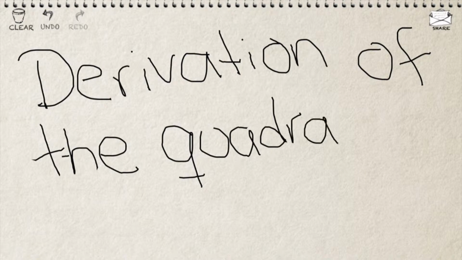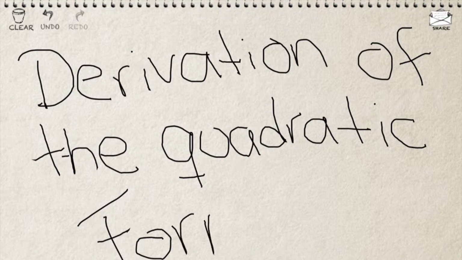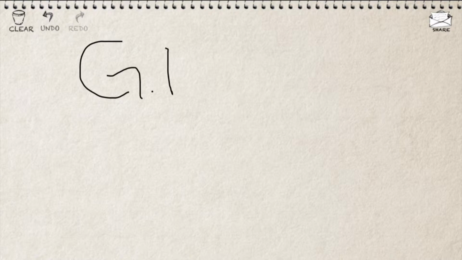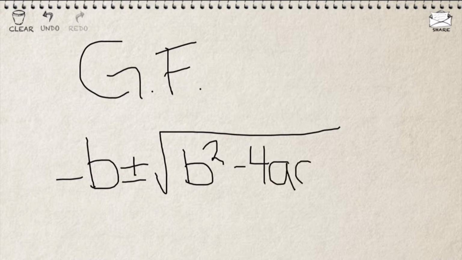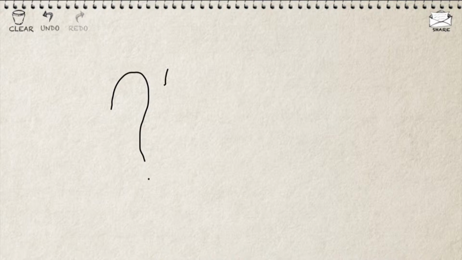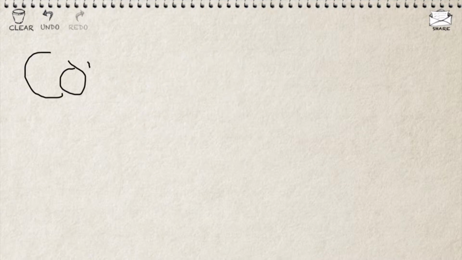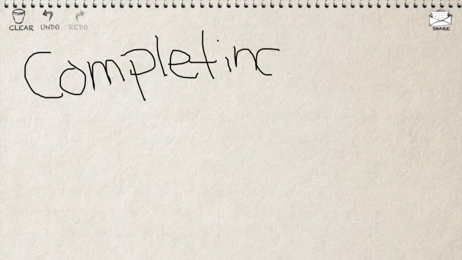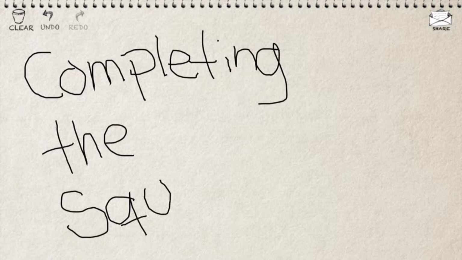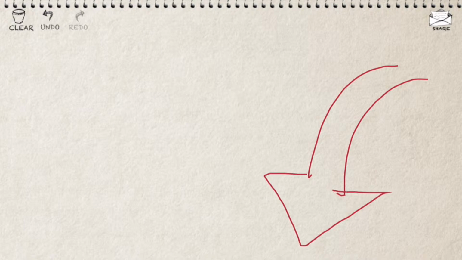Today we will be seeing derivation of the quadratic formula. We all know the general formula, but do we actually know where it comes from or why it is like it is? To learn how to get the general formula, you must first learn a form of factorization called completing the square. If you do not know this form of factorization, please follow the link below.